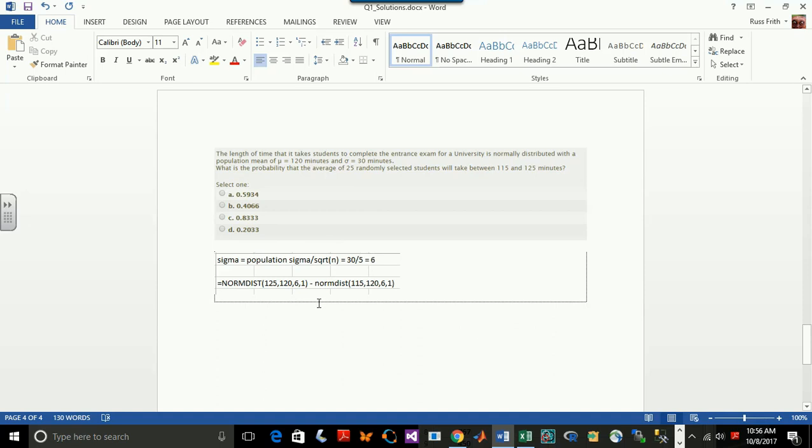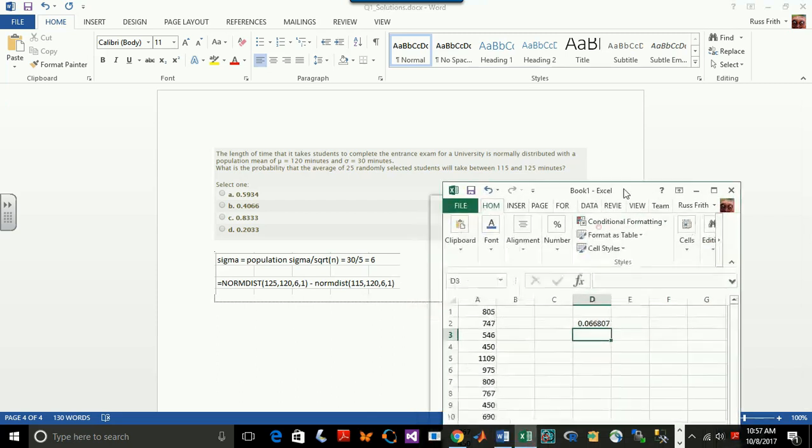And now we can use our norm.dist with the modified standard deviation. So we want the area between two standard scores, right? The area between 125 and 115, with the sample mean being 120 and the sample standard deviation being 6, and we want it to be cumulative. So we wire this into Excel.